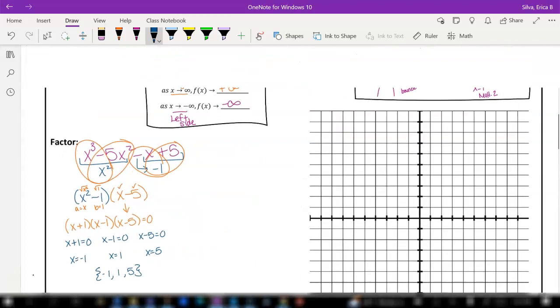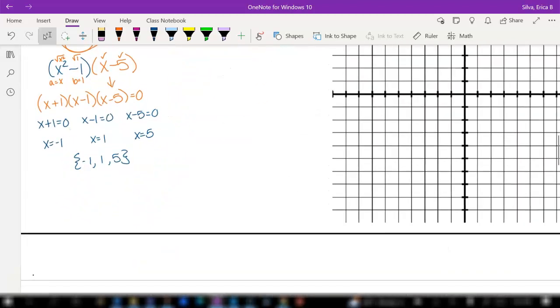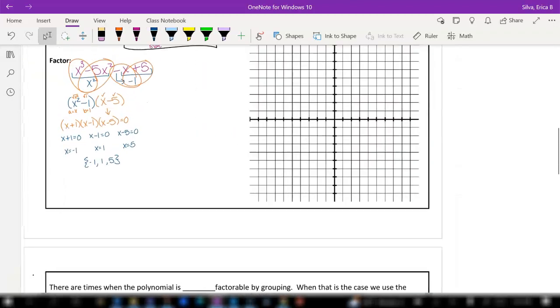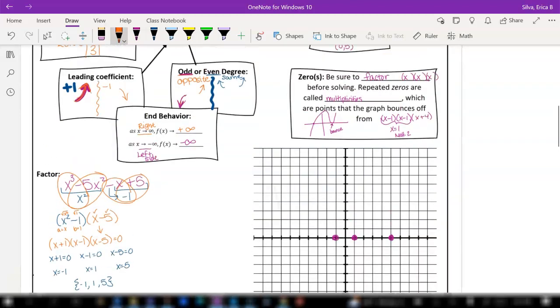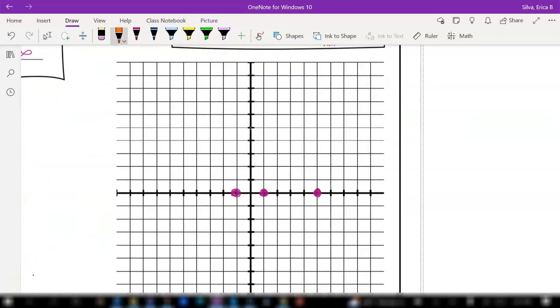Now that we have all our key features, we can sketch our graph. First, we're going to plot our x-intercepts. So we start at -1, +1, and +5. We also have our y-intercept of +5, so I need to plot that one as well.